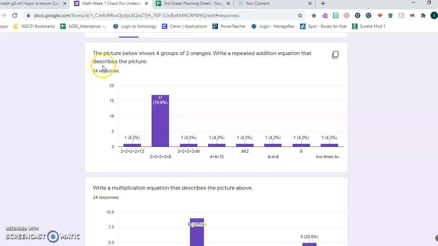So you can see the first question says, the picture below shows four groups of two oranges. Write a repeated addition equation that describes the picture. So we had one person write 2 plus 2 plus 2 equals 12. We had 17 of you, 70.8% of you, wrote 2 plus 2 plus 2 plus 2 equals 8, which is in fact the correct answer. Then we had someone else respond 2 plus 2 plus 2 plus 2 equals 8 exclamation point.